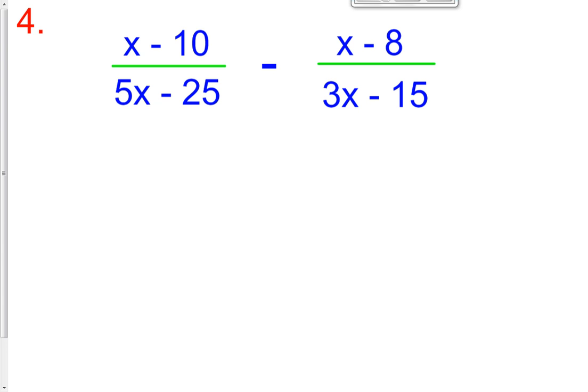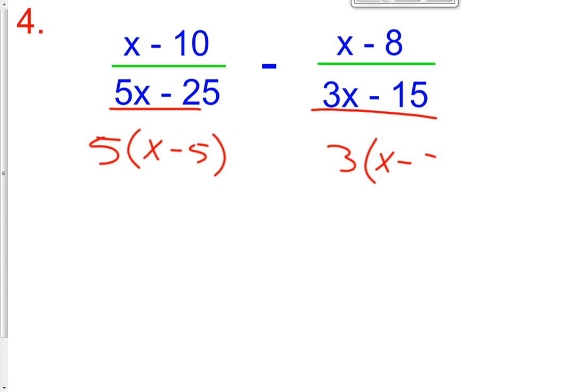We have our two denominators, and they're clearly not the same, so we have to get them the same. We have to get common denominators. Let's get our factors. 5 times the quantity x minus 5. 3 times the quantity x minus 5. Okay, so we have our factors. They both have an x minus 5 factor, so that's going to be part of our common denominator, the quantity x minus 5.